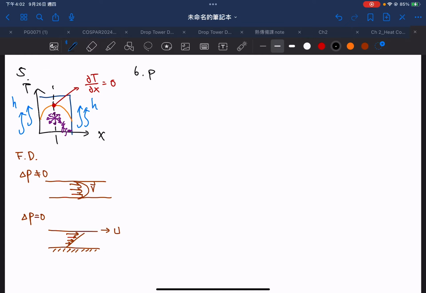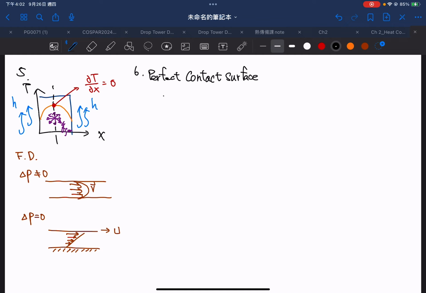Okay, so let's move to another case we call perfect contact surface. The term might be slightly different from the textbook, but once I draw the figure, you will know.